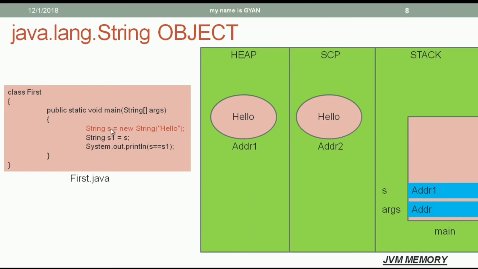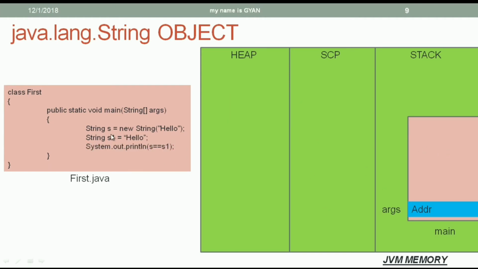Then after, we are storing whatever is stored in the reference variable s into the reference variable s1. That's how the reference variable s1 will contain the reference of the object which is created in the heap. So the contents of both reference variables s and s1 are the same. We are checking if s is equal to s1 or not. Yes, s is equal to s1. That's how the program prints true.